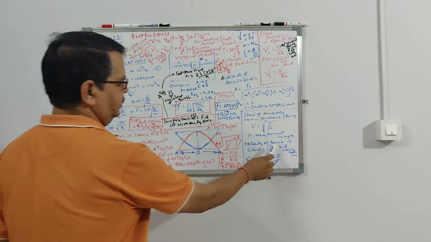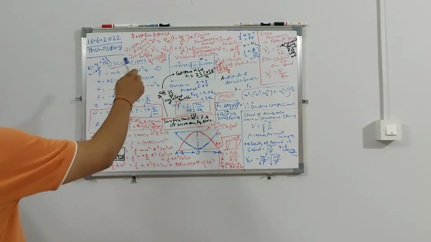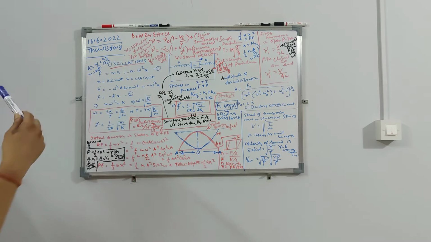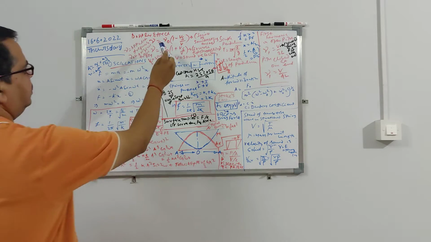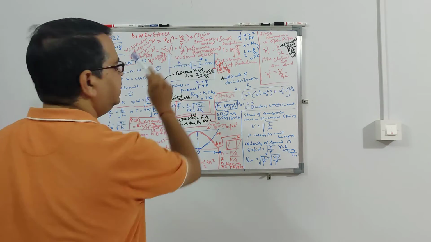And for solid it is Young's modulus by rho, square root. So that is about velocity of sound. Then we are doing Doppler effect. Apparent frequency. So in the Doppler effect, this nu, which is the apparent frequency, is equal to the original frequency into 1 by 1 minus Vs by V.